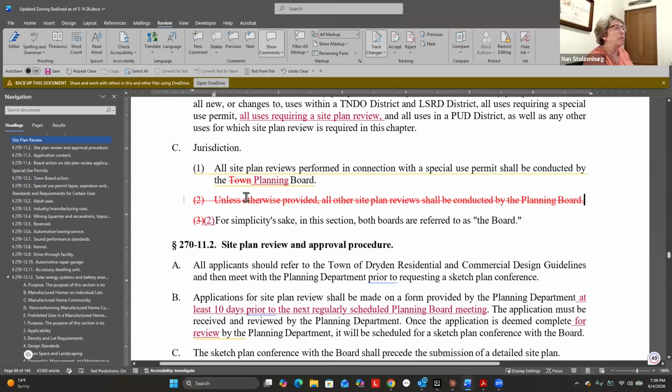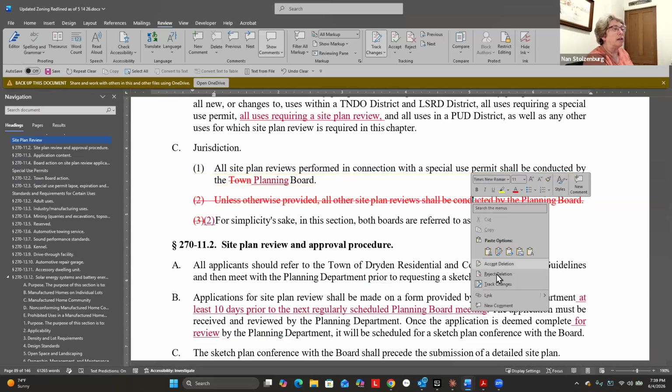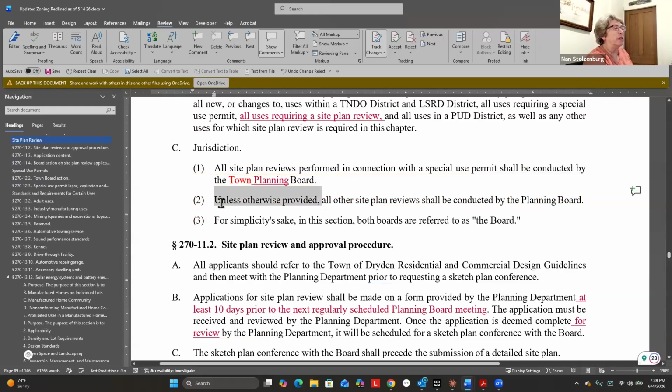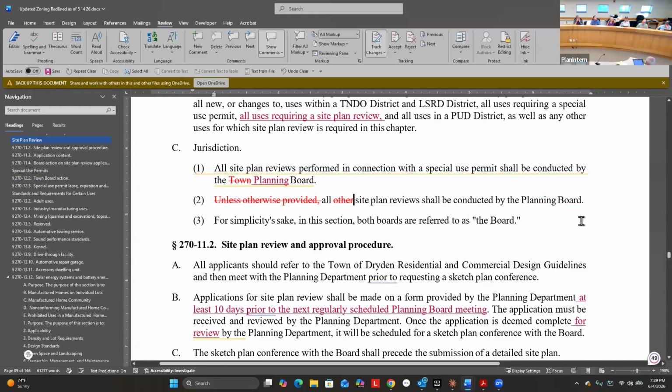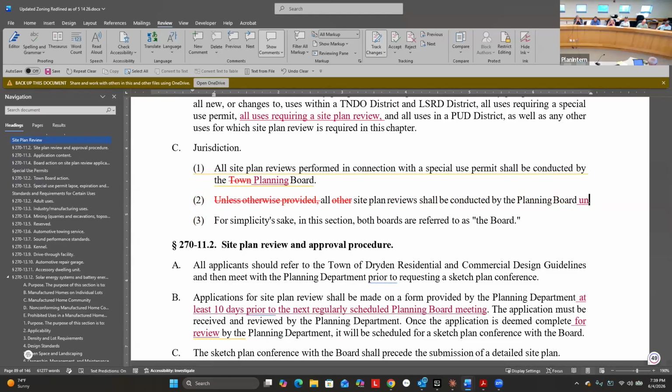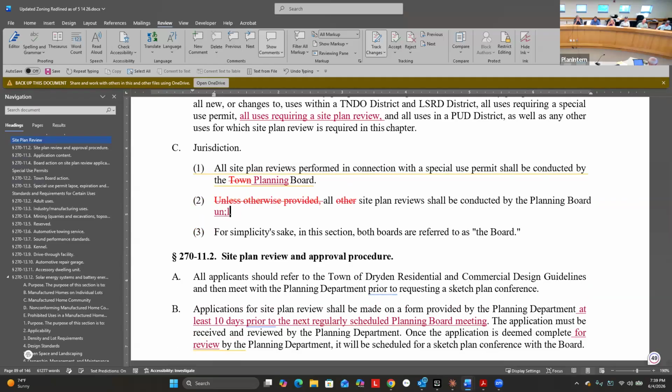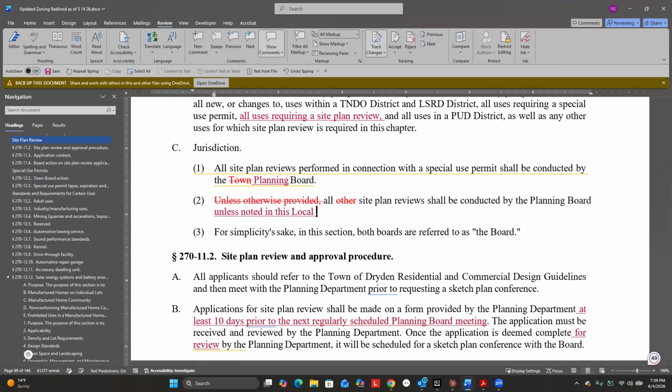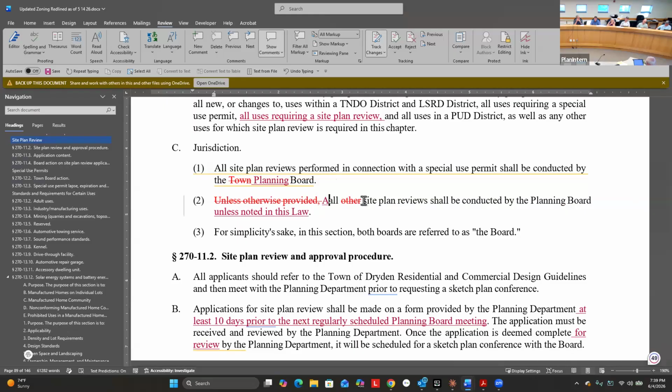Actually, I would say number 2 is get rid of this and say all site plans shall be conducted by the planning board unless noted in this law. Each permit is its own thing. And then 3 would go away. No, there are multiple places where we just say the board, the board, the board. That's why number 3 is there. But there aren't both boards right now. There are other places in the law where we say it. Oh, that's right. So 3 is still needed.